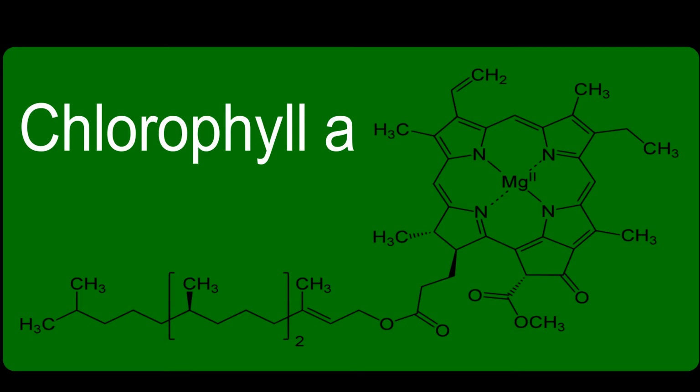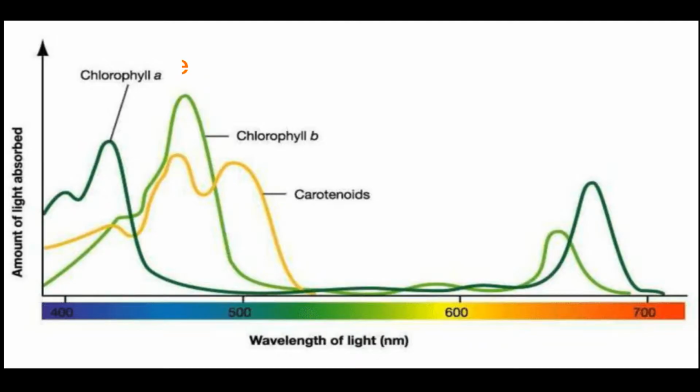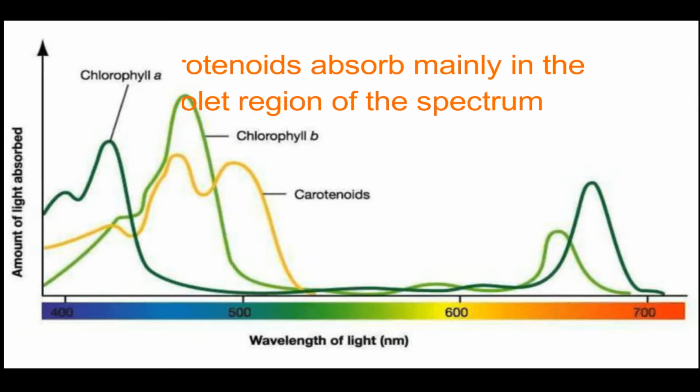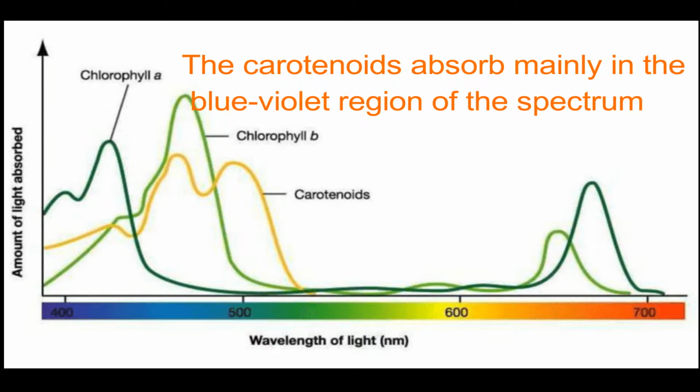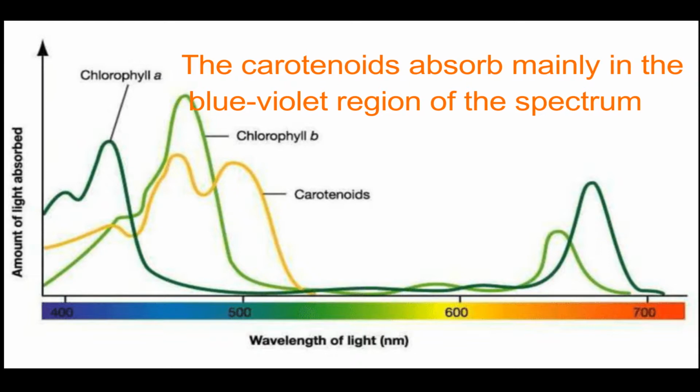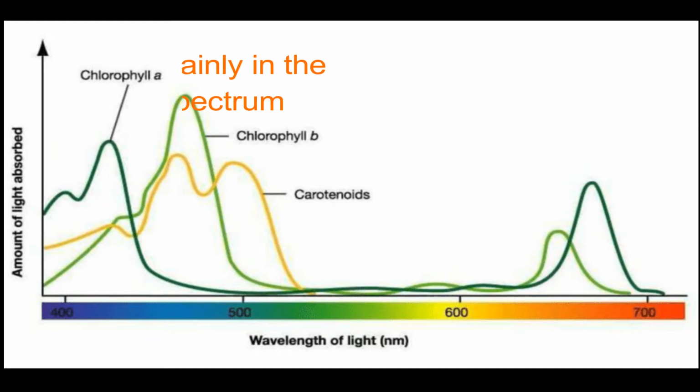The structure of chlorophyll A is shown in here, and carotenoids absorb mainly in the blue-violet region of the spectrum. An absorption spectrum is a graph of the absorbance of different wavelengths of light by a pigment.